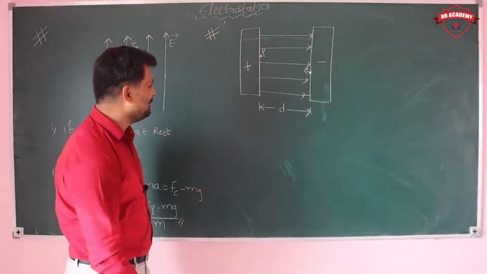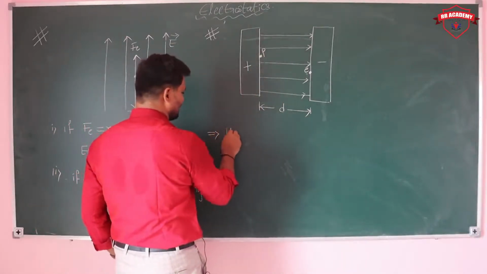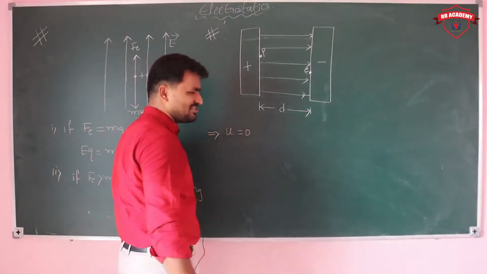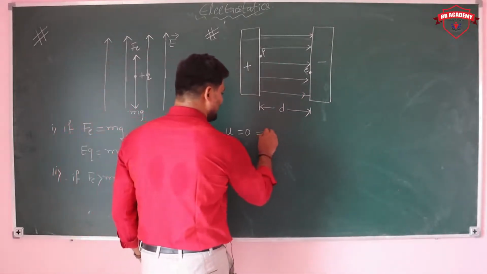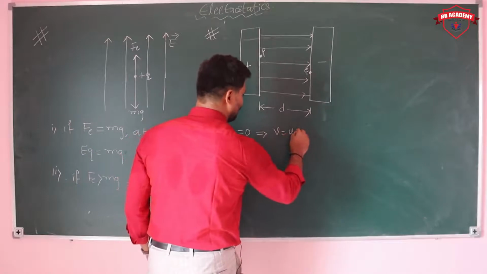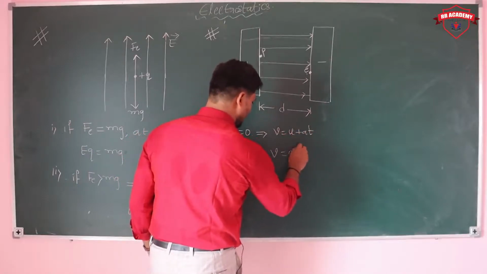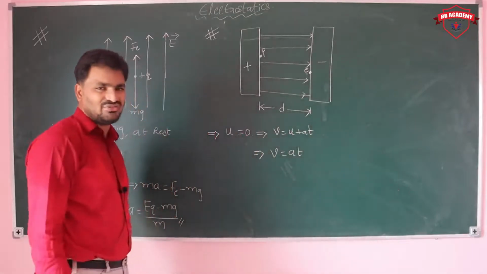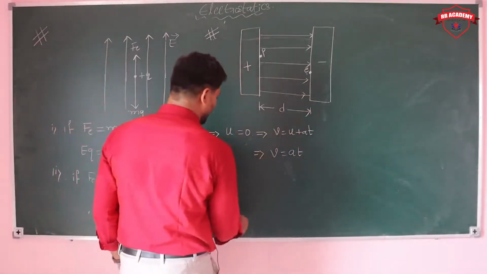To get the time: since we are releasing them, the initial velocity of both is 0. Then they get accelerated, and v is equal to u plus at, so v is simply at, where a stands for acceleration and t for time. And they are traveling a distance d.